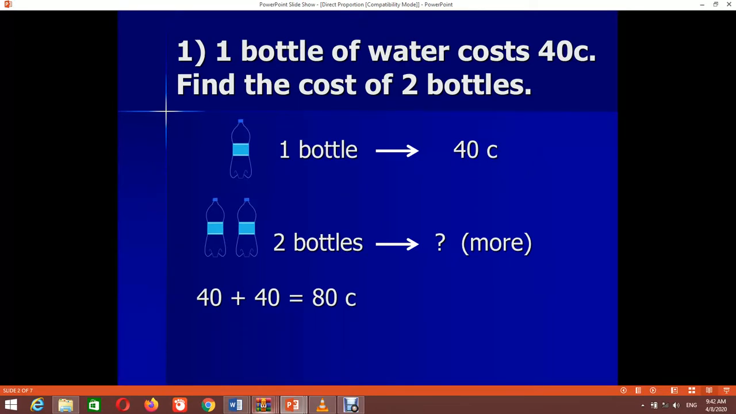And how do we know that 2 bottles will cost more? We are being told from the question that 1 bottle costs 40 cents. So if we are to find the cost of 2 bottles, that means we are going to pay more. And that will be 40 plus 40, which is equal to what? 80 cents. Or 40 multiplied by 2 is also equal to 80 cents.